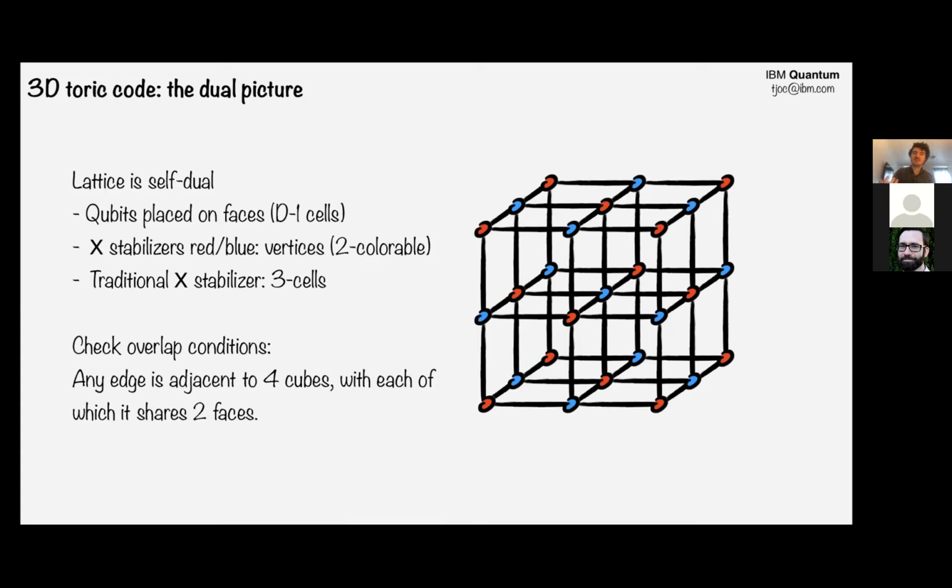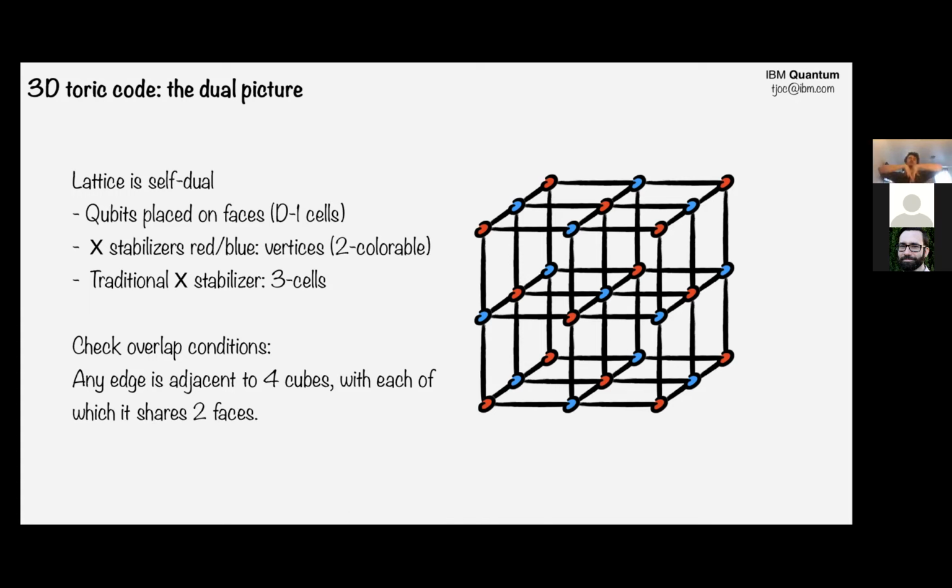And the qubits now live on the faces instead of the edges, because we're on the dual lattice. The faces are D-1 cells in this object. And the overlap condition amounts to the fact that any edge is adjacent to 4 cubes, with each of which it shares at most 2 faces. That's the overlap condition, because if you look at the traditional X code, that's going to be represented by the cubes now, the 3-cells. If you look at the intersection of a given cube with an edge, it intersects in exactly 2 faces. And those 2 faces guarantee you an even overlap condition.